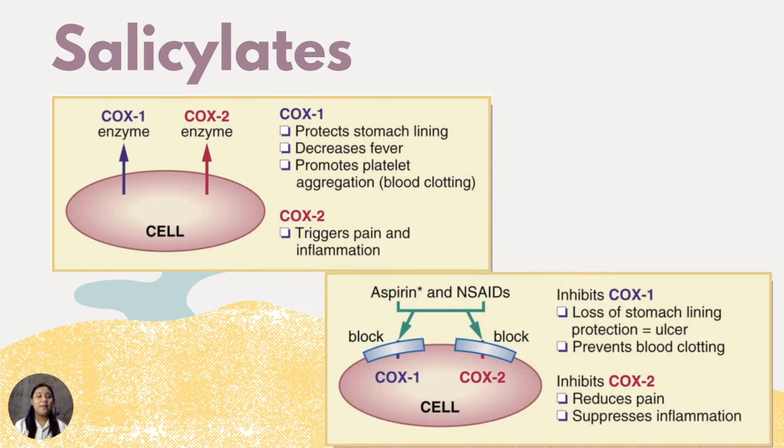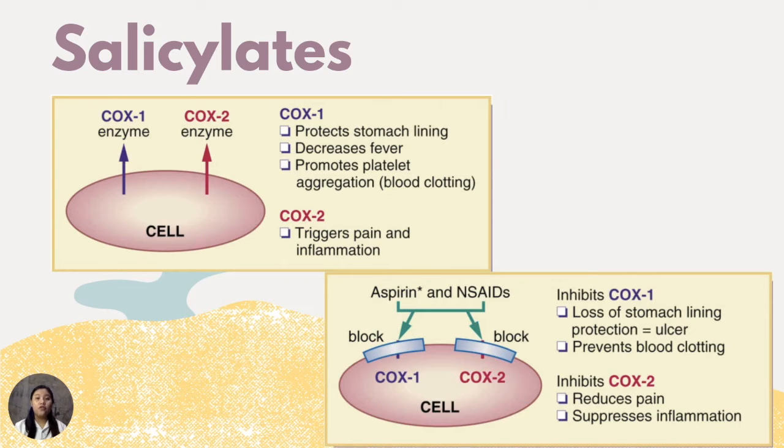So earlier, I mentioned that there are 2 forms of cyclooxygenase, which are COX-1 and COX-2. COX-1 serves to protect the stomach lining, decrease fever, and promote platelet aggregation or blood clotting. And then COX-2 triggers pain and inflammation. What happens with aspirin and NSAIDs is that usually they inhibit or block both COX-1 and COX-2.